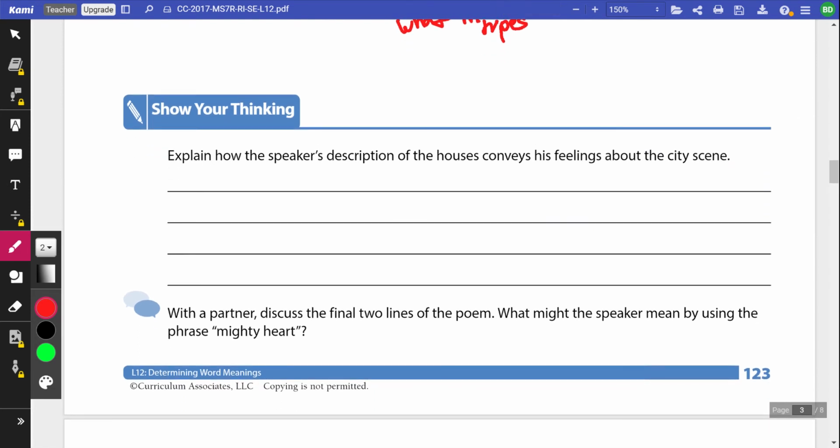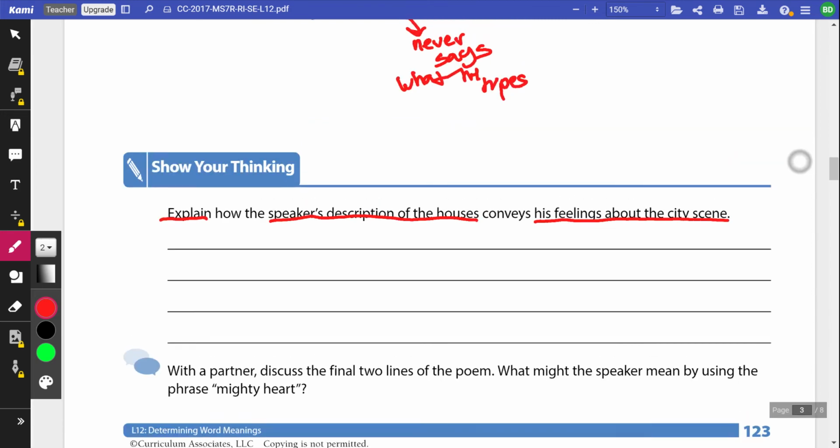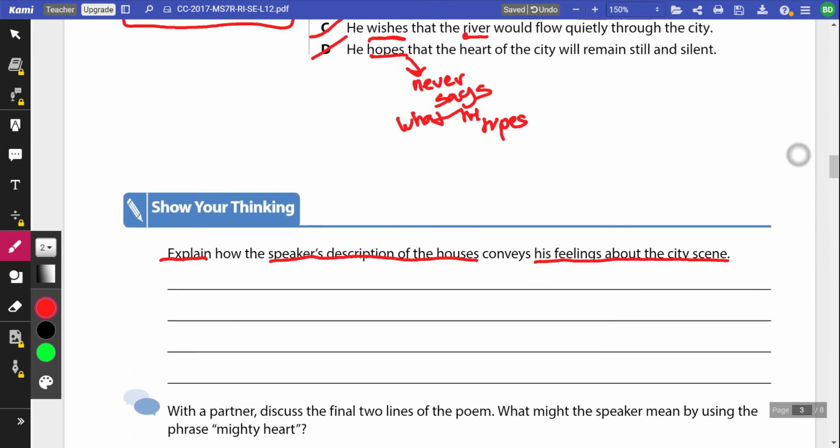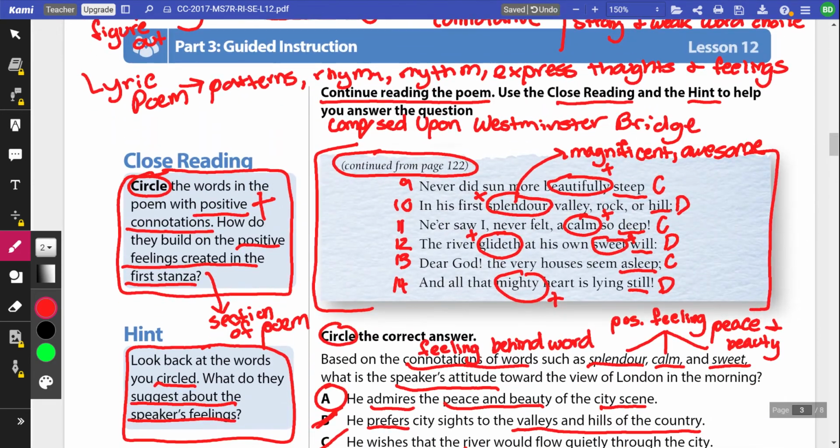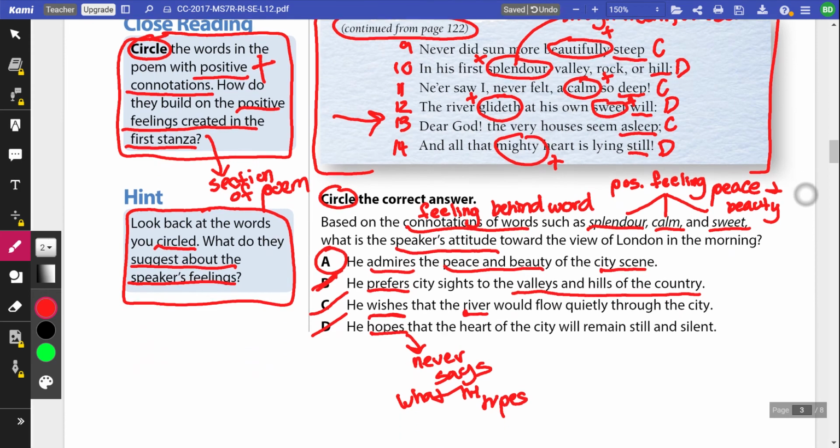So we have to explain how the speaker's description of the houses conveys his feelings about the city scene. So we have to think about the houses that are mentioned in the poem. Let's go back up and look at the poem again and see where it talks about the houses. And that's going to be in line number 13. He says, "Dear God, the very houses seem asleep." So he's talking about how the houses seem like they're asleep.